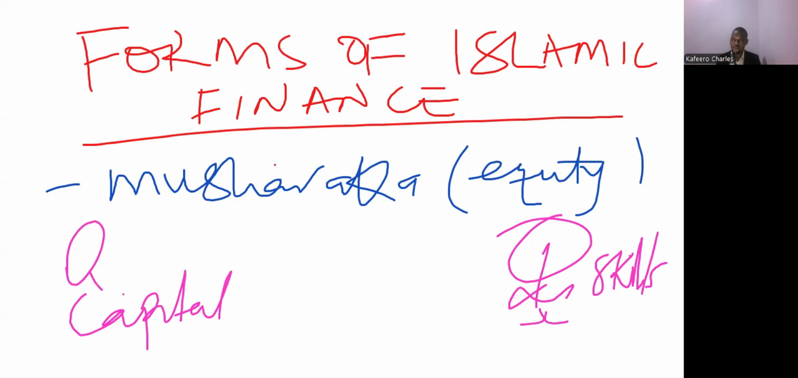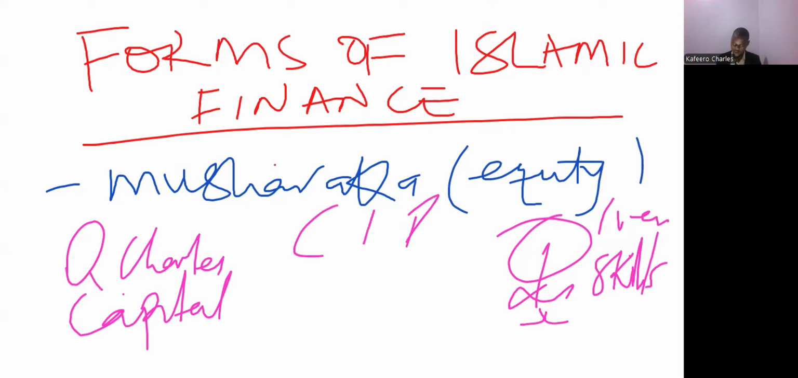These people, they can come together, they form a group. Maybe this is Charles and maybe this is Ivan. So they can form a partnership group, maybe CI partners. Then this one can be the one to manage the business when this person has just brought in the capital. So one brings in capital and the other is supposed to bring in the skills, because most of the time you may find that some people have the knowledge of how to do certain things, but they don't have the money to begin the business.